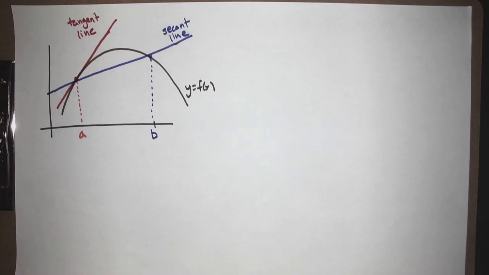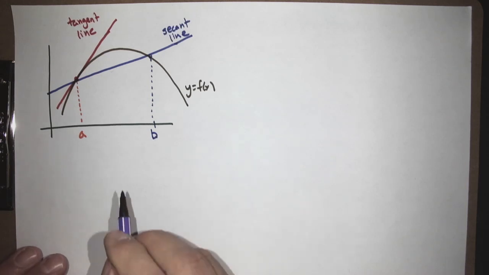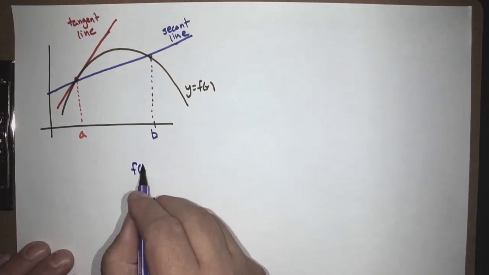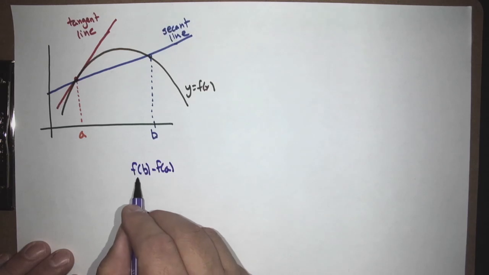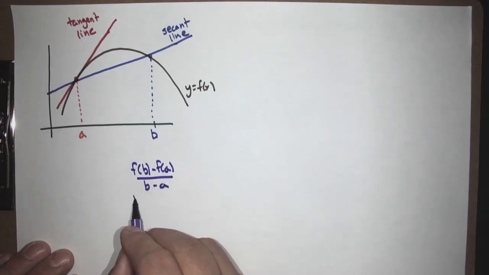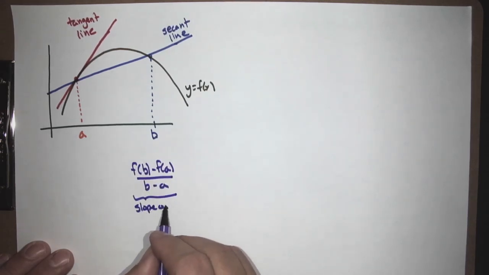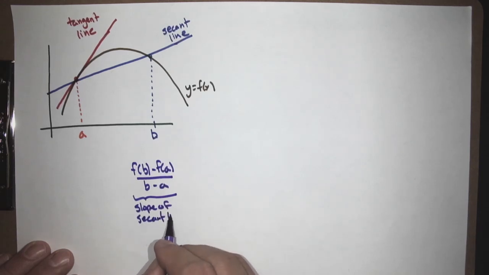Now the tangent line only happens at 1 point. And so tangent comes from the word touch. So it's just touching, just barely, at a single point. Now, we have our challenge, which is to say, okay, what are we trying to find? Well, we know that the slope of the secant line, we can compute as f of b minus f of a over b minus a. So this is the slope of our secant line. And we gave this a name. We call this the average rate of change.